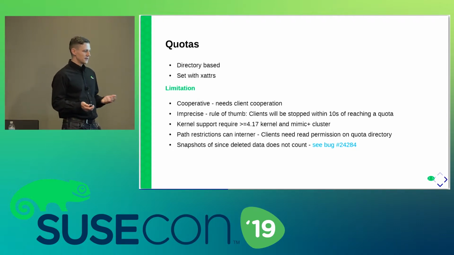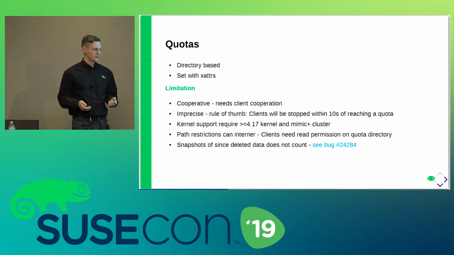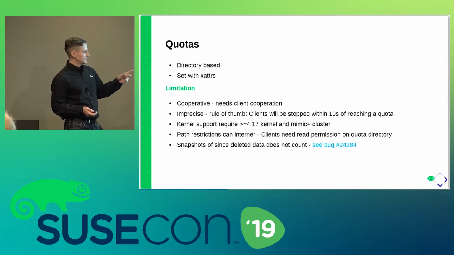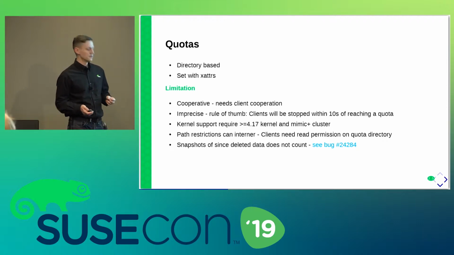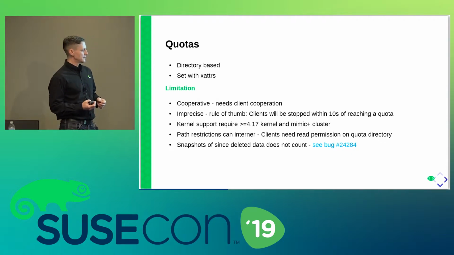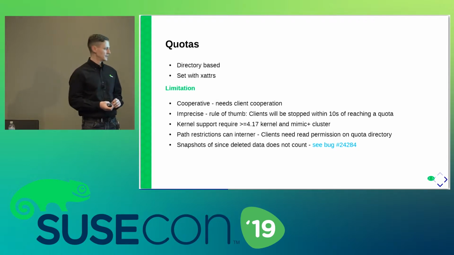They're imprecise, so periodically the client and the MDS exchange this quota information. So it is possible for a client to go a little bit over. The kernel support is quite recent. Sorry, no, that's wrong. In CephX, you can also implement some restrictions on which kind of path a client is able to see, and that can interfere subtly with quota settings. So you'll need to read up on that if you want to implement quotas, but they're there.